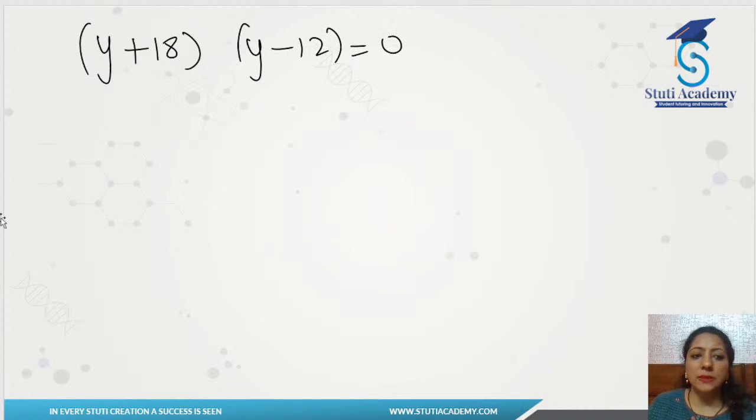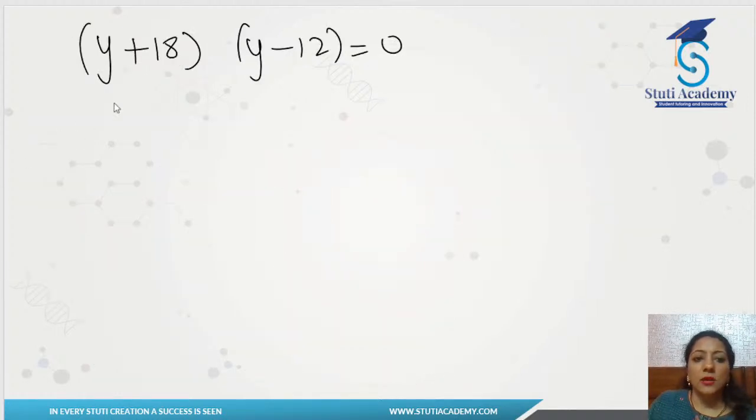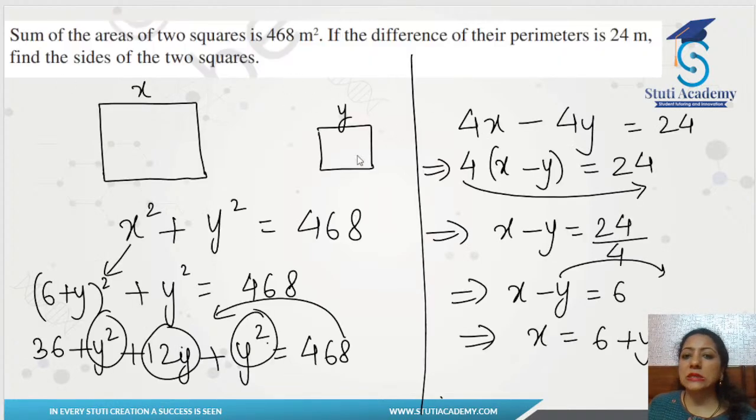Now we can take y plus 18 common and then we will have y minus 12 inside, is equal to 0. So either y is minus 18 or y is 12. So y is minus 18 not possible.